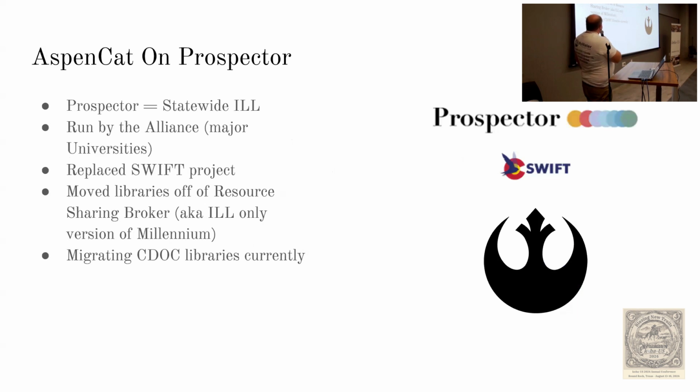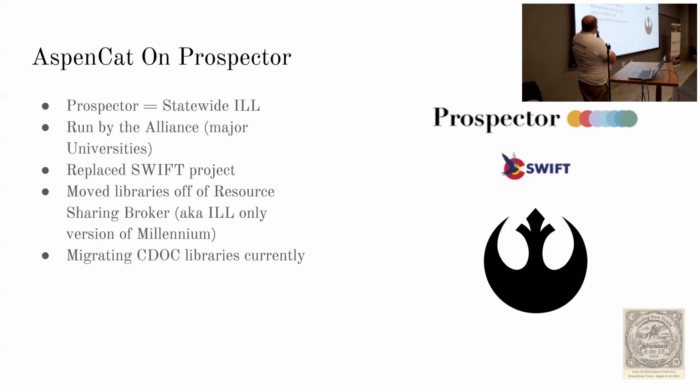So first, Prospector is now officially our statewide ILL. It is run by the Alliance, which is not actually the Rebel Alliance. I didn't find a logo for them. I thought it was more amusing to do that. They're an alliance of the major research universities in the state, and somehow they have got this thing going, sharing amongst themselves, that is now statewide.